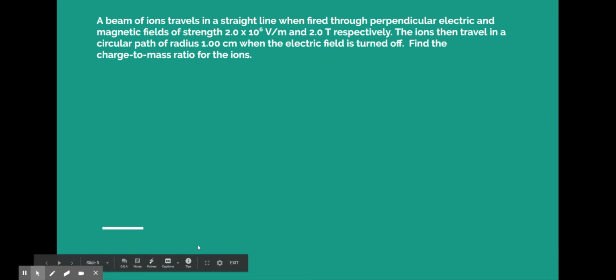All right, let's take a look at an example. So we have a description here, a beam of ions. Changing gears a little bit, it's not electrons, but as you'll see, the math really turns out to be exactly the same. So we have a beam of electrons traveling in a straight line when fired through perpendicular electric and magnetic fields. I'm going to draw this again in a real cartoon form.